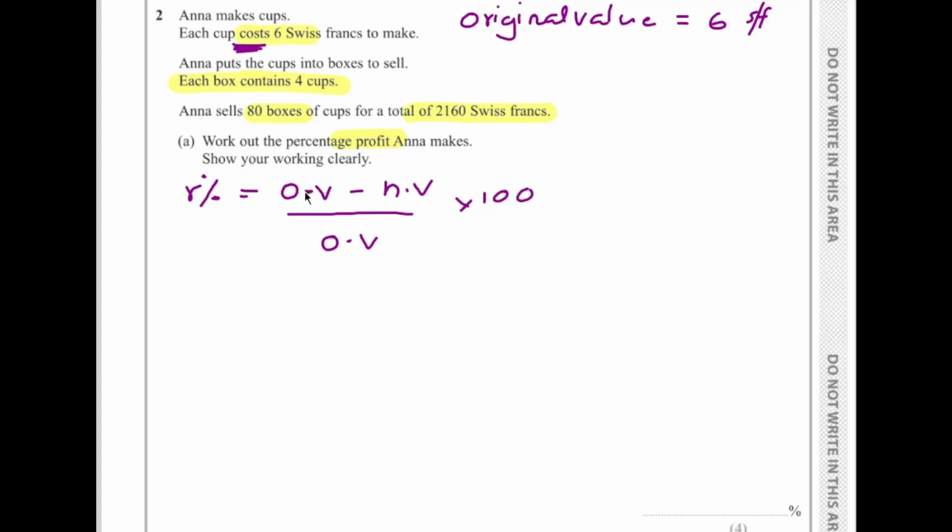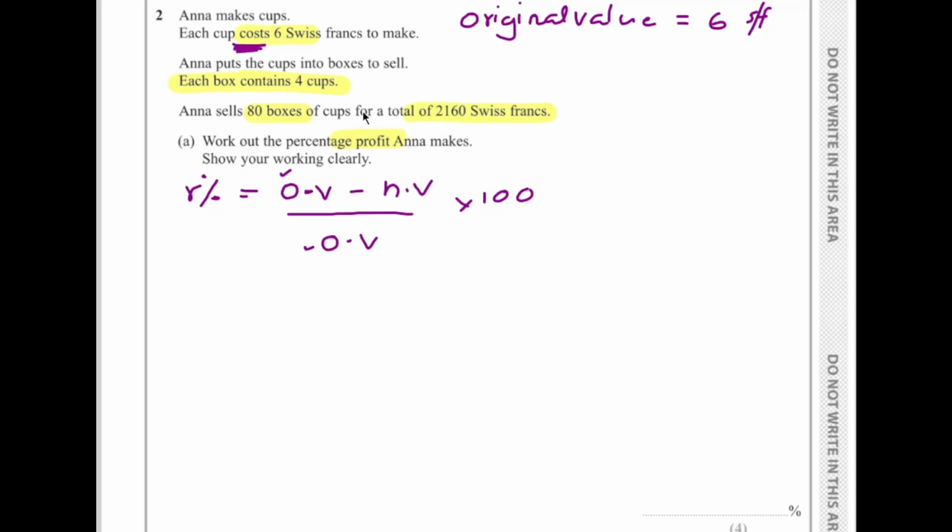So to apply this one, we have the original value. Here, cost is given for each cup. Then we have to figure out the new value, the selling price of each cup. So how do I get the selling price of each cup? Here the total price is given. The total earning throughout the cups is given. Then I have to get the selling price for one cup.